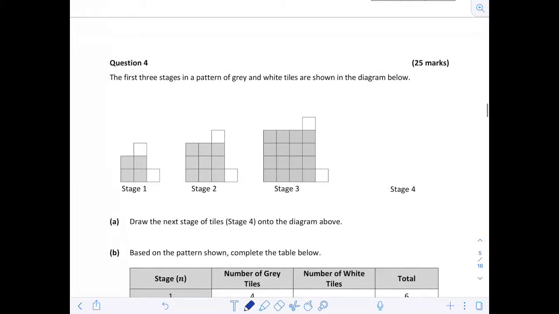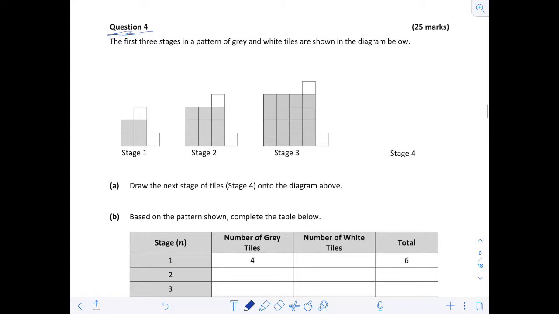So we are now on to a patterns question, question 4, and we're now gone beyond the halfway point for section A, so we'd expect the question to start getting a little bit trickier now, okay? So, first 3 stages in a pattern of grey and white tiles are shown in the diagram below. Draw the next stage of tiles onto the diagram above.